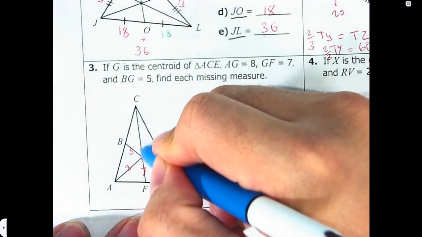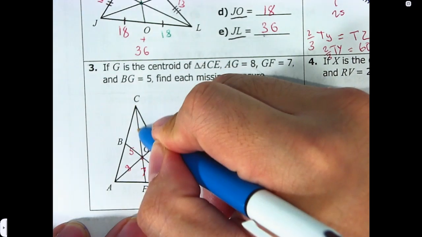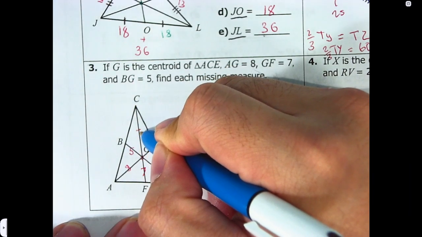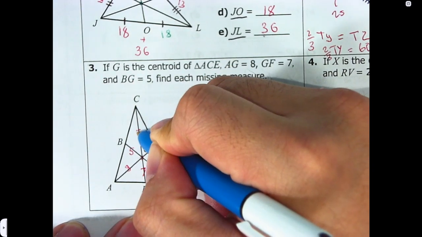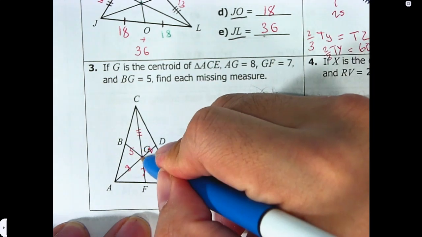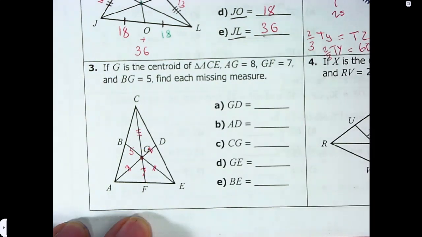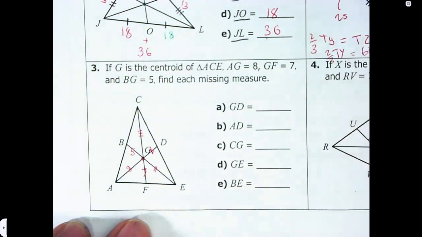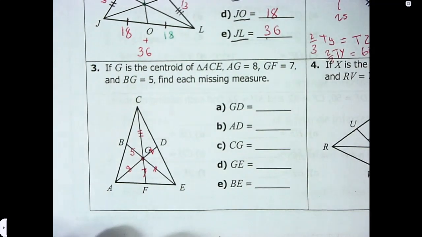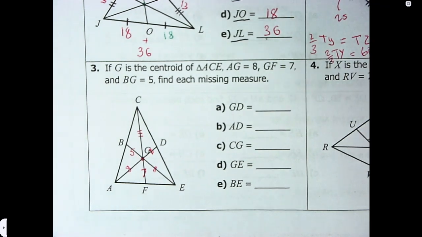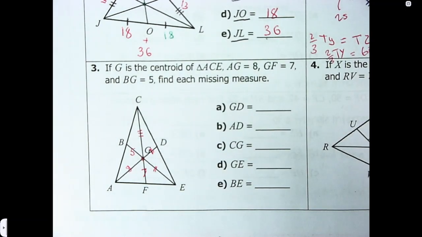GF is half of CG, so to find CG, we'll just double the segment from the centroid to the midpoint, and that will give us CG. Once we have that, we can find CF. We don't have to use the fraction multiplication if you don't want to. Technically you're multiplying and dividing, but that's just the way it is.